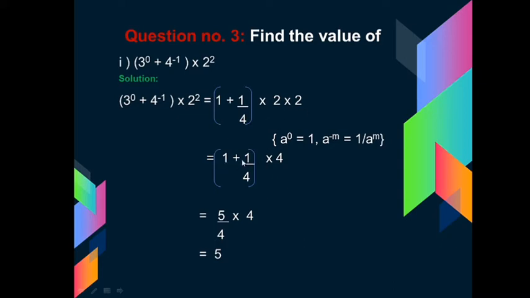Then 2 into 2 will become 4. Then we will remove the bracket and simplify whatever is given inside. So 1 plus 1 by 4 is 4 plus 1 over 4, which is 5 by 4. So we have written 5 divided by 4, into 4. Here 4 will get cancelled, and when 4 is cancelled, what is left is 5. So this is how we have taken out the value of this expression.